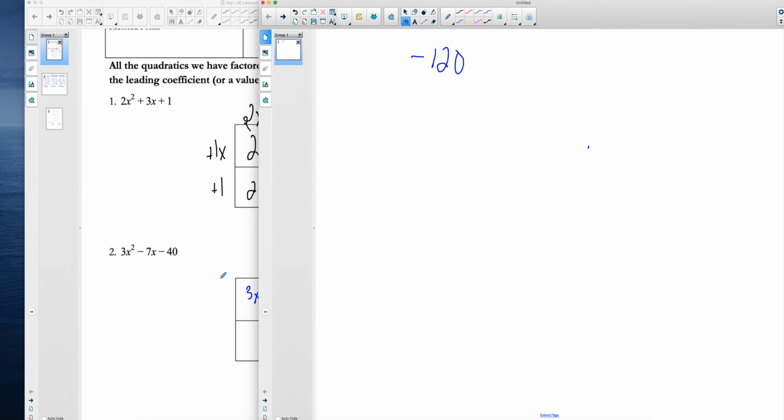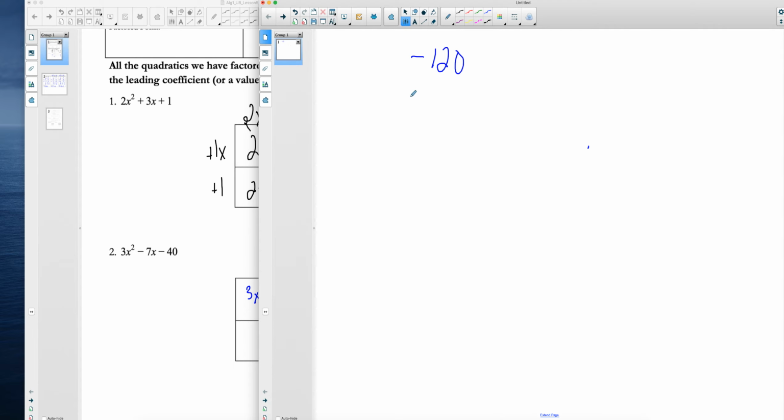Now it's a negative number, so we know one number has to be positive and one number has to be negative. Sometimes the easiest thing is to just get a calculator out and start going through the numbers that go into 120 until you find a combination that works or gets you close. Since it ends with a 0, let's talk about a couple things. One, we know that 2 goes into this number because it's even. We know 10 goes into this number because it ends in 0. We know 5 goes into this number because it ends in 0.